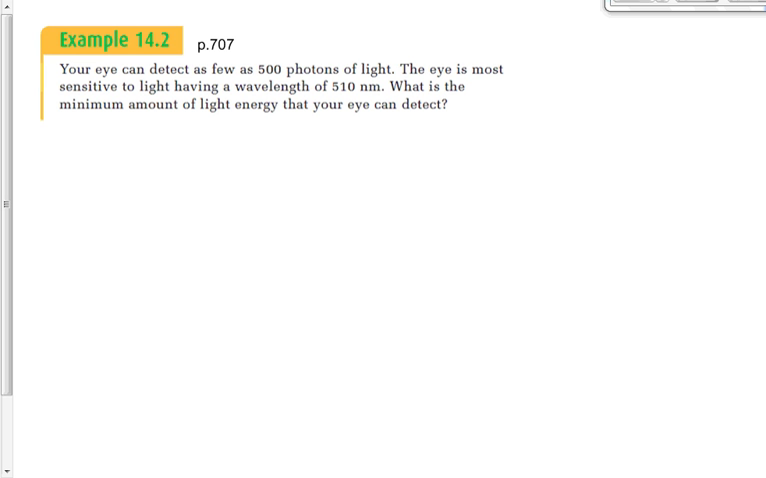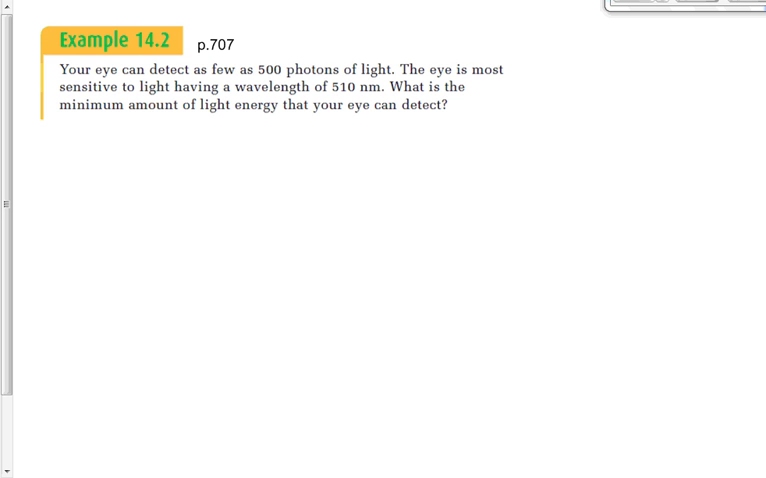14.2 on 707 says, your eye can detect as few as 500 photons of light. So a single photon of light is light, but you're not going to see it. Right now, you're looking up at the front of the room, you're looking around, and you're seeing all kinds of bright things. You look outside, the sun is bright, you're seeing the sun reflecting off of things. You're not seeing 500 photons of light, you're seeing thousands or millions of photons of light. 500 photons of light is the threshold. You can barely see at 500 photons of light.